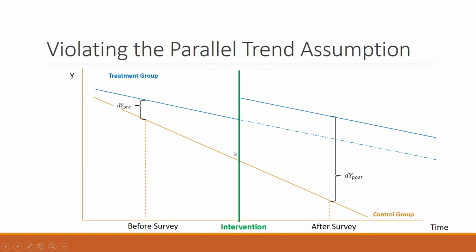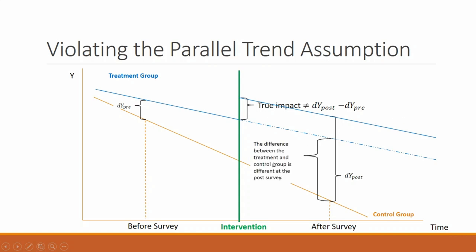Now, just from looking at this, we can see that the difference between the treatment group and the control group before the intervention is not the same as the difference between the treatment group and the control group after the intervention in the absence of the intervention, this dashed line. So it was like it was before. And so the true impact is not going to be equal to delta y post minus delta y pre. So basically, the difference in difference method will not allow us to identify the true impact. If we took DY post, this huge difference here, and we subtracted DY pre, so only this little amount, we would not get the true impact. We would have a bias.